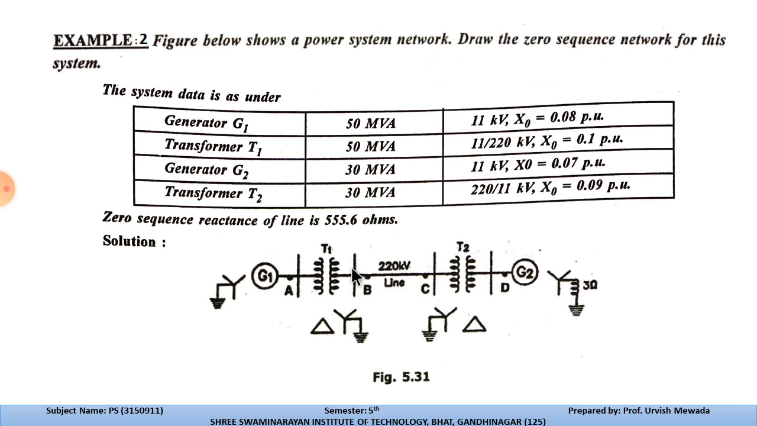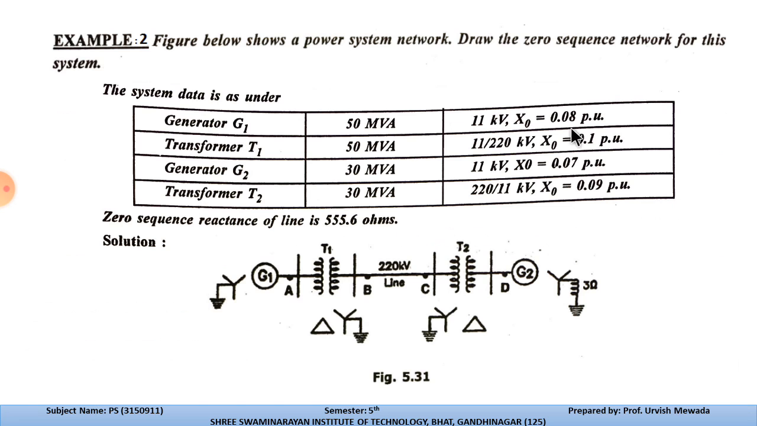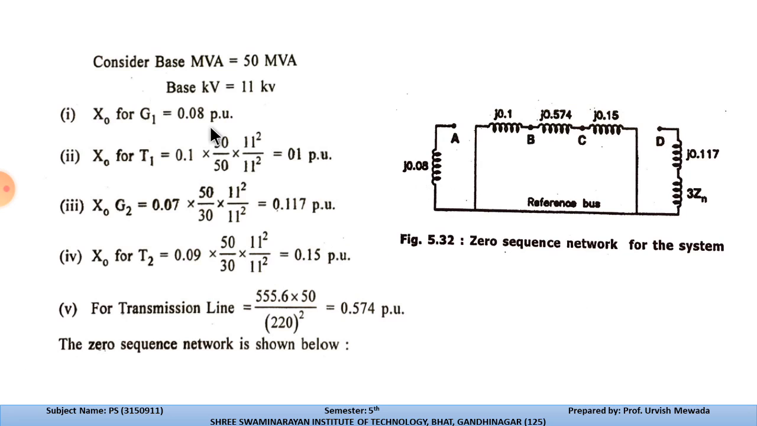After that, transformer T1 has a rating of 11 by 220, and the reactance of this transformer is 0.1 pu. And for T2 it is 220 to 11 kV, and the reactance is 0.09 pu. So let us discuss the base MVA. And how can we decide the base MVA? From the highest MVA rating given over here, 50 MVA, so we have considered base MVA as 50 MVA, and base kV as 11 kV.